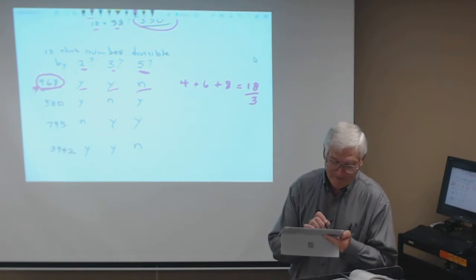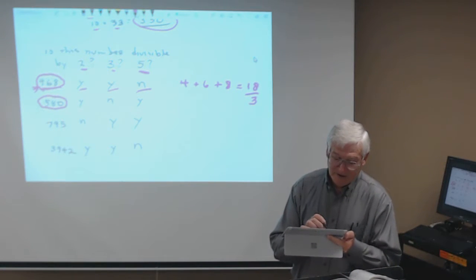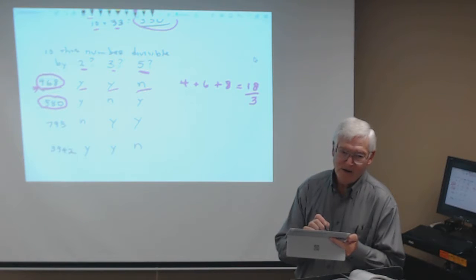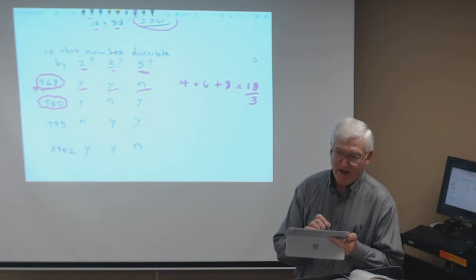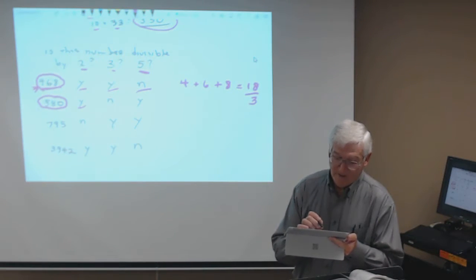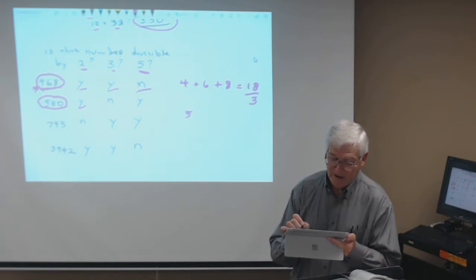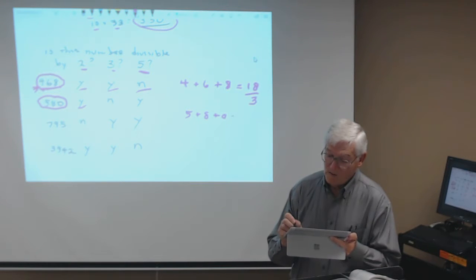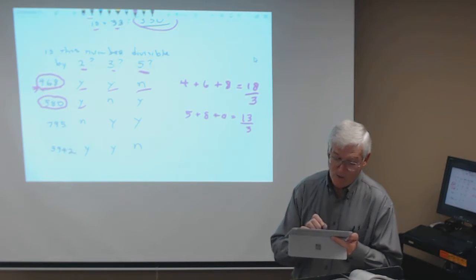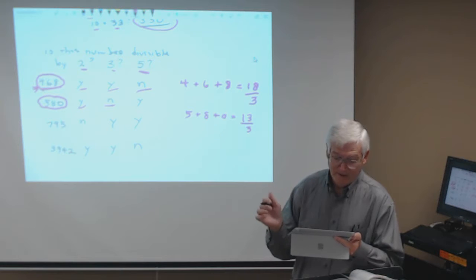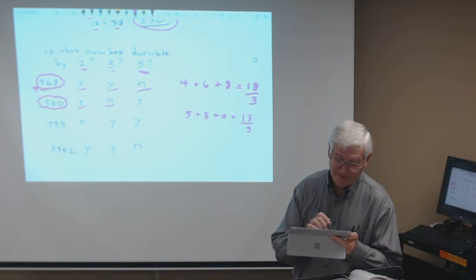All right, let's do 580. Is it divisible by 2? Yes, it's an even number. Is it divisible by 3? What's 5 plus 8 plus 0? 13. Is that divisible by 3? No, not evenly. Is it divisible by 5? It ends in a 0, so yes.